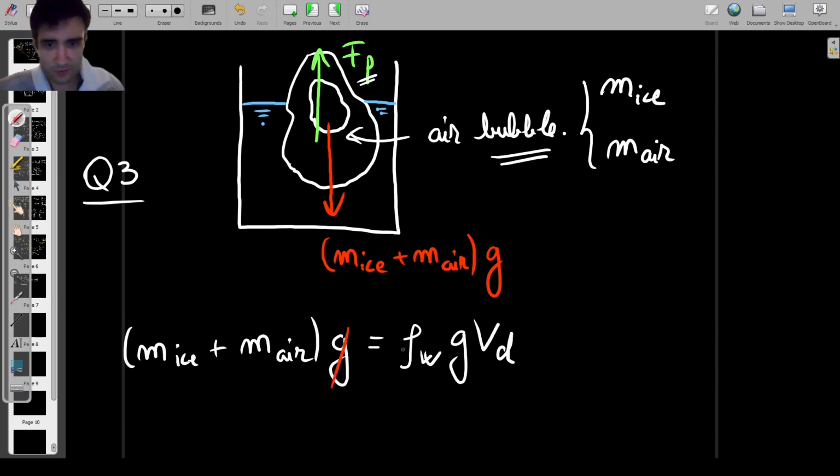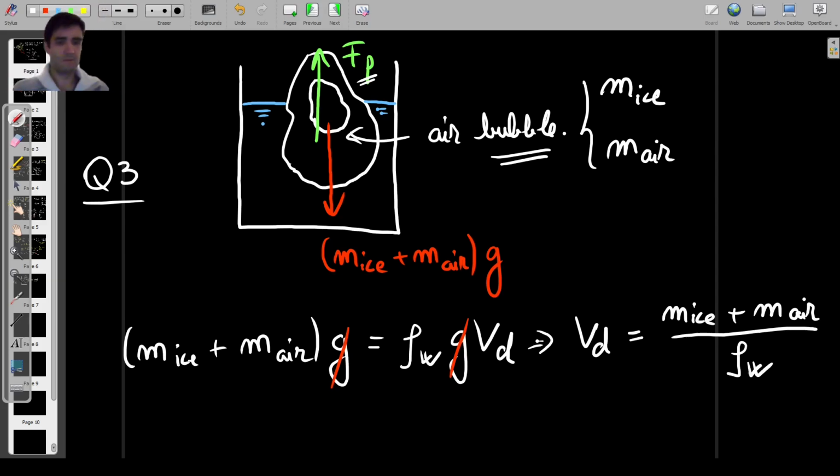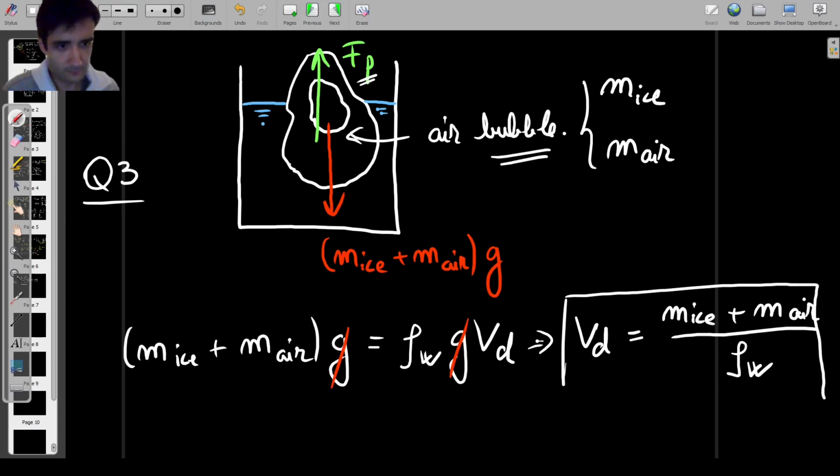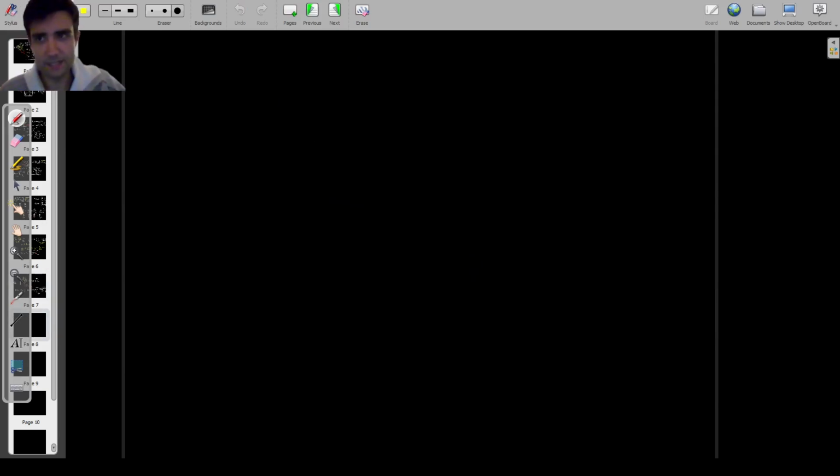Okay, and as before, the g's cancel out, so we'll end up with the displaced volume of water as being m ice plus m air divided by the density of the water. Okay, so that's one thing. And then in the second case, when the ice melts, we have to consider what happens.